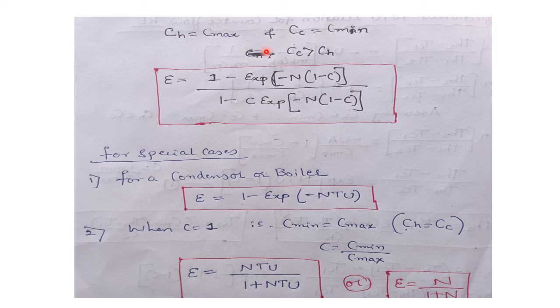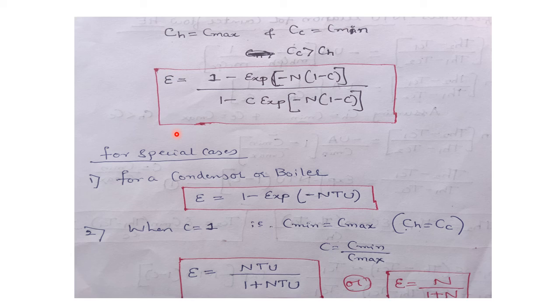Now if I assume CH is lesser than CC, that means CC is greater than CH, then CH becomes C minimum and CC becomes C maximum. In this condition also, if I substitute the values, I get the effectiveness for this counterflow heat exchanger in this same form. That means if I assume either fluid as the minimum fluid and the other as the maximum fluid, in both cases we get the same expression. So this is my final expression for the effectiveness of the counterflow heat exchanger.